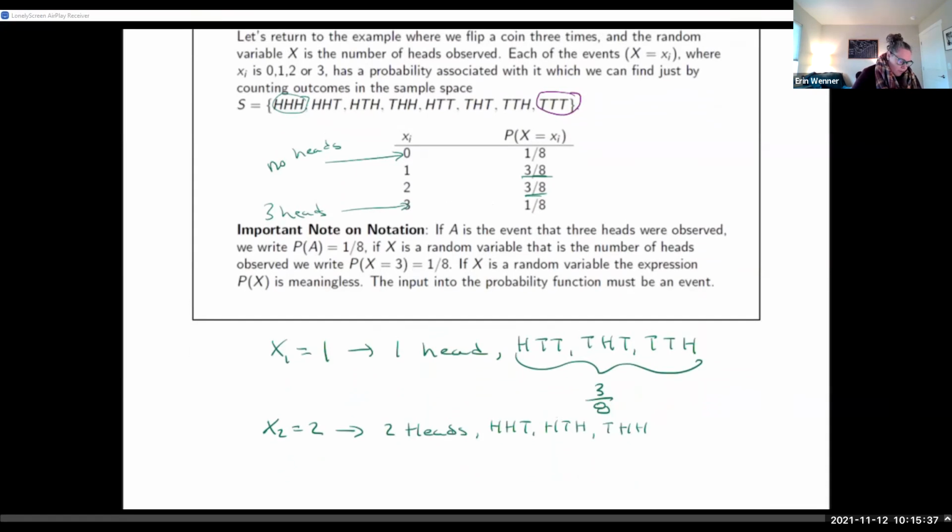If X is a random variable, the expression P of X is meaningless. The input into the probability function must be an event. So all I'm trying to say here is that X must equal something.